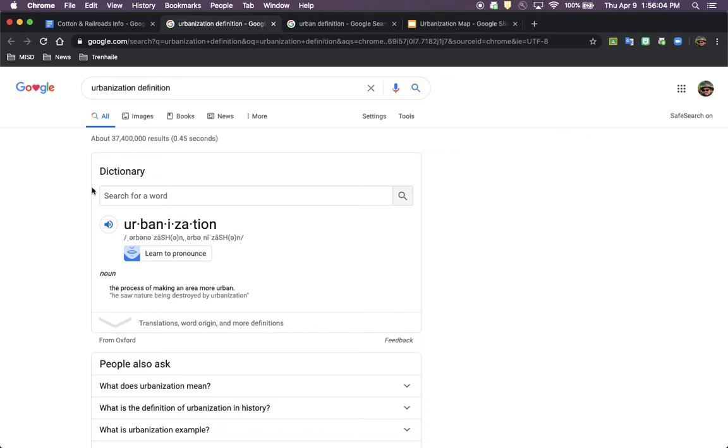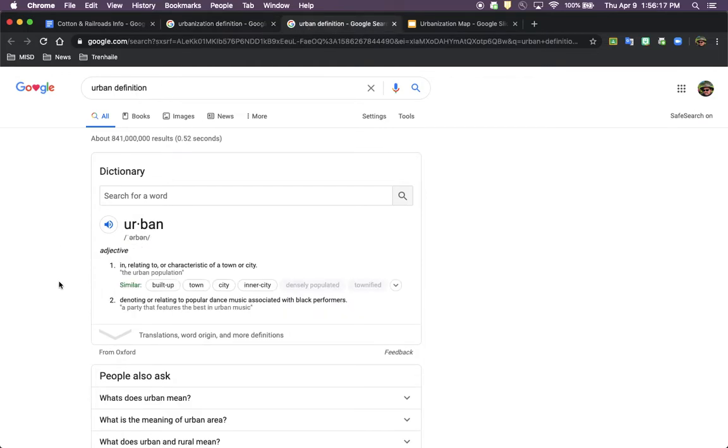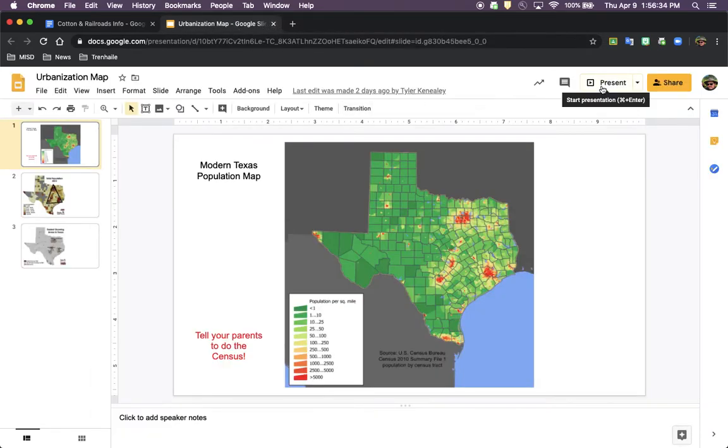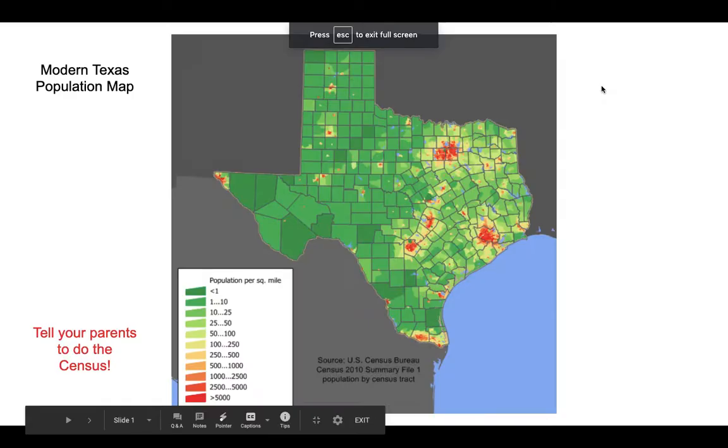And so the definition of urbanization is the process of making an area more urban. So not super helpful because it uses part of the word in the definition. And so then we looked up what the word urban's definition was. And it is relating to or characteristic of a town or city. And so that is the definition for urban, that it creates a place that becomes a city. And there's many reasons for that happening. For Texas, the main reason was the population left from rural areas and then went to cities. The railroad helped make that happen.